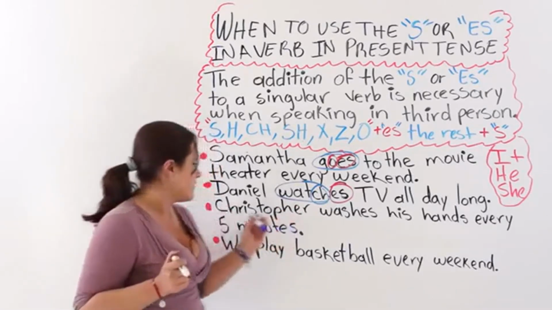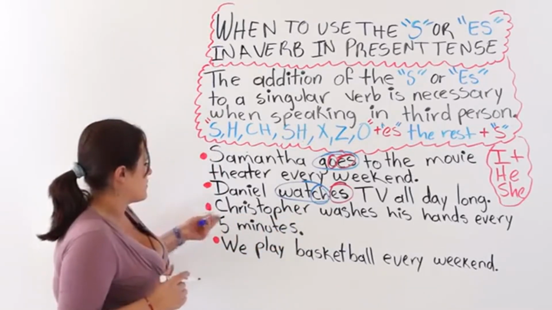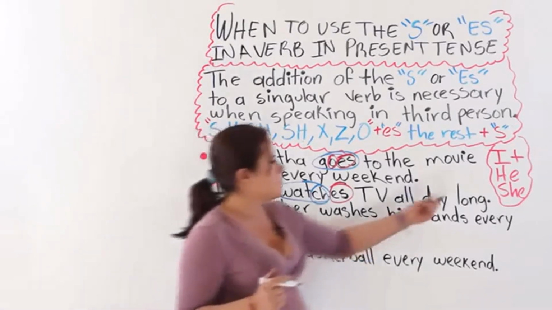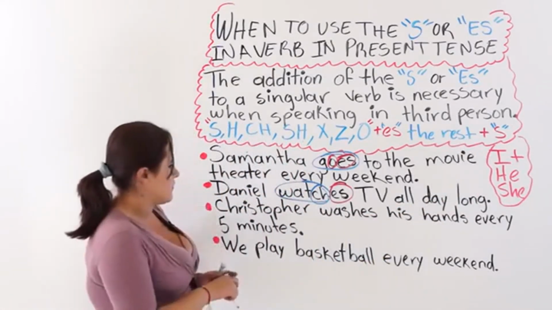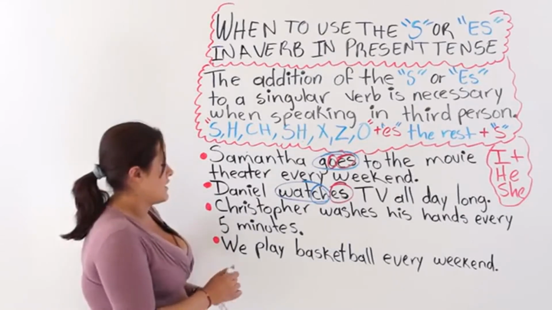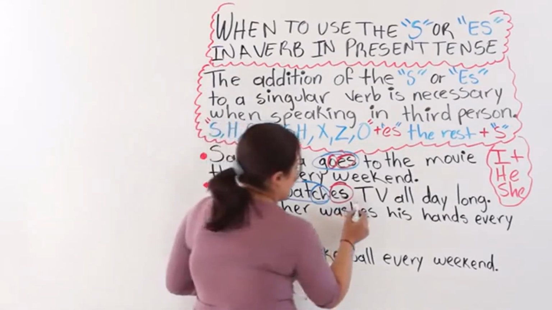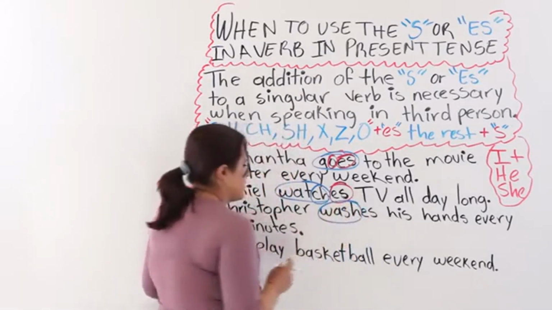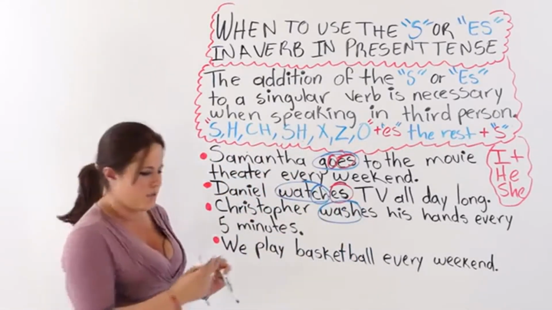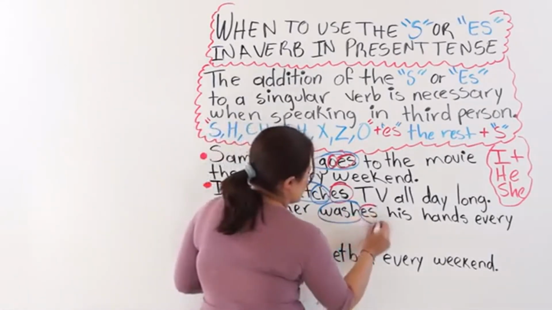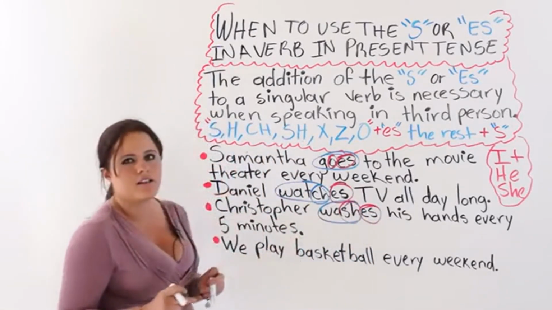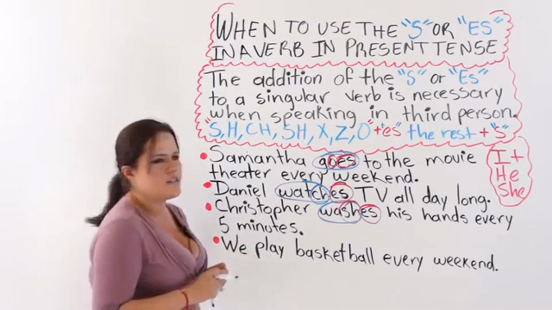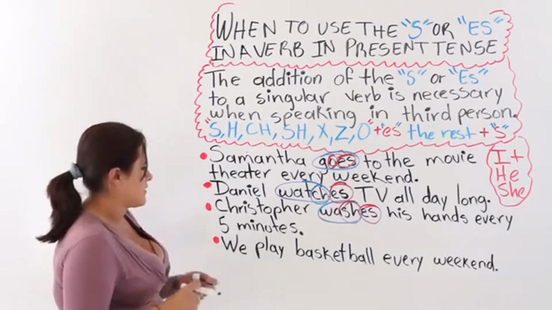The next one says Christopher. Christopher, a man. So he, we are speaking in third person also. Christopher washes his hands every 5 minutes. The base form of the verb is wash. And we must add an es at the end because it ends in sh. Washes his hands every 5 minutes.